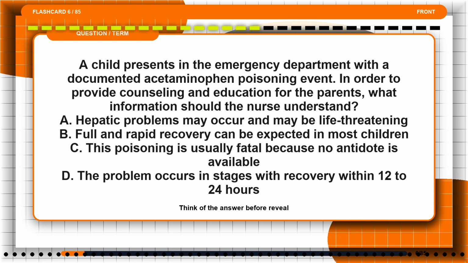A. Hepatic problems may occur and may be life-threatening. B. Full and rapid recovery can be expected in most children. C. This poisoning is usually fatal because no antidote is available. D. The problem occurs in stages with recovery within 12 to 24 hours. Think of the answer before the reveal.